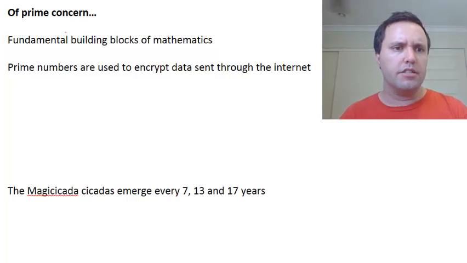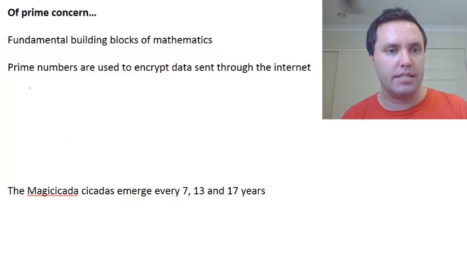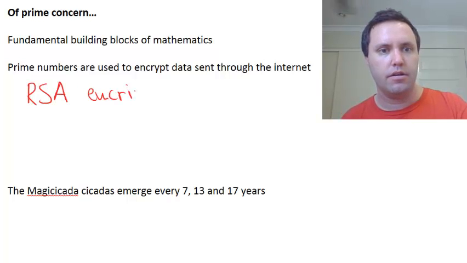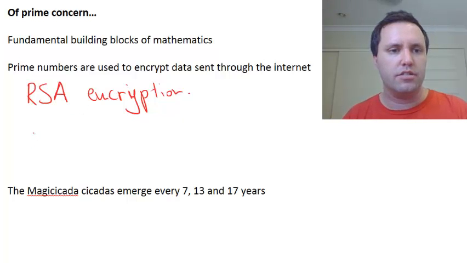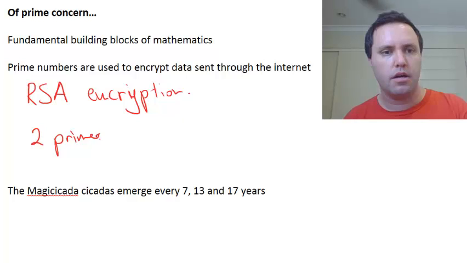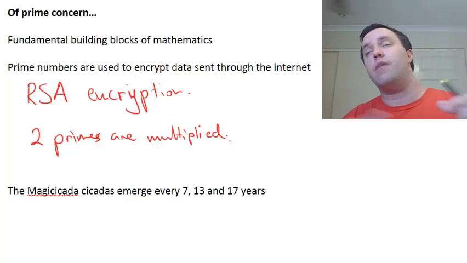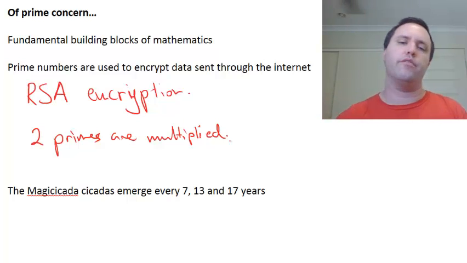Now, an important way that we use prime numbers that you might not think about is that they are used to encrypt data sent through the internet. One of the main ways that's seen is through an encryption type called RSA encryption. The way that starts is that two prime numbers are multiplied together, and that gets a new number. Then some other things are done to that number to codify the data that you send from your computer, and that comes back to yours.